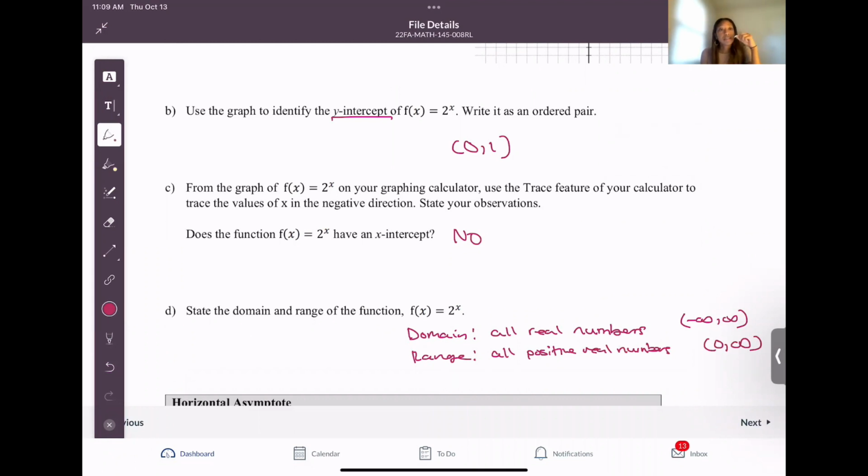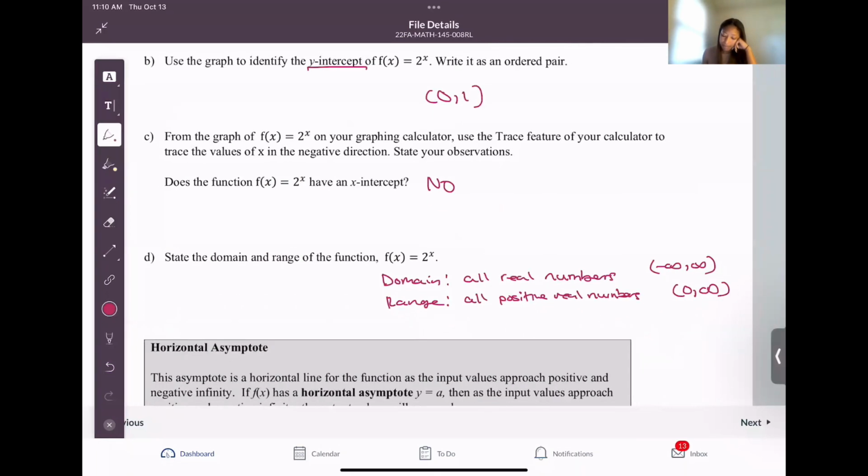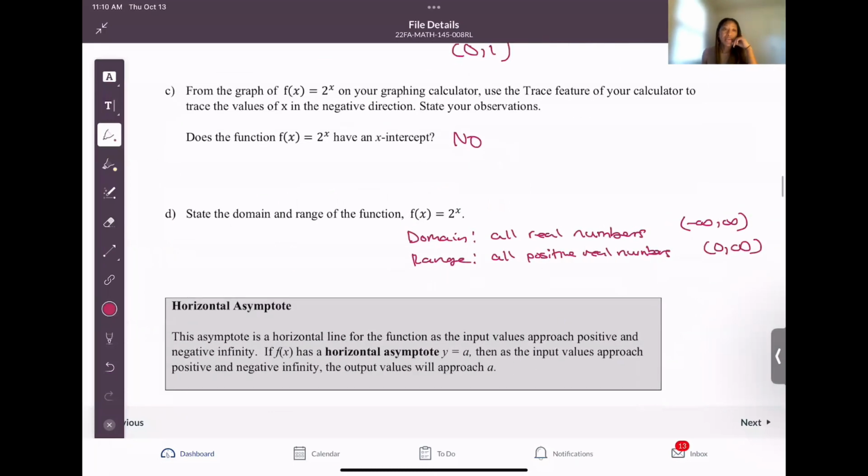In summation, for exponential functions of this form, x can be anything. The outputs that you get are going to only be positive numbers. And as I mentioned, what's happening there at the x-axis is called a horizontal asymptote. So in this case, we have a horizontal asymptote at y equals 0. The graph gets very, very close to 0, but it doesn't touch or cross it.